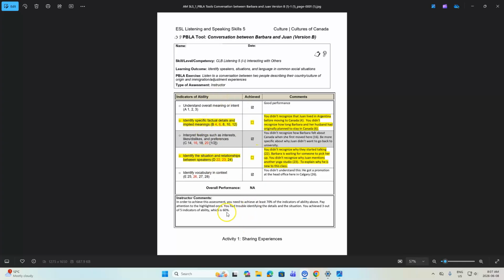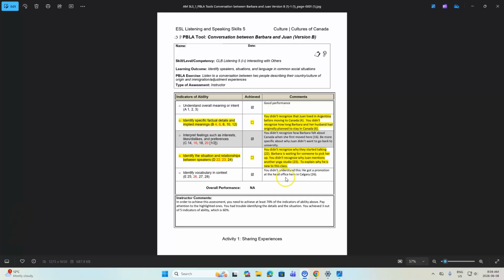So 3 out of 5 indicators is 60%, which means that this person did not achieve this particular assessment. But it was 60%, which means that the instructor will also consider the other work that you've done in Moodle. So even though you did not achieve this specific assessment, as long as you achieve the other assessments, then you still have a chance to achieve the listening learning outcome.